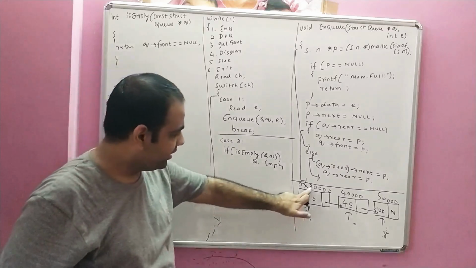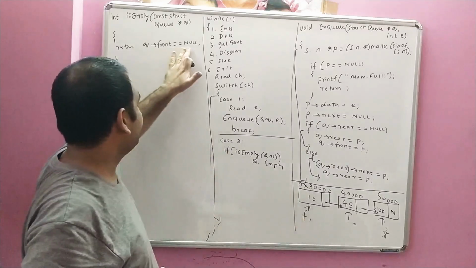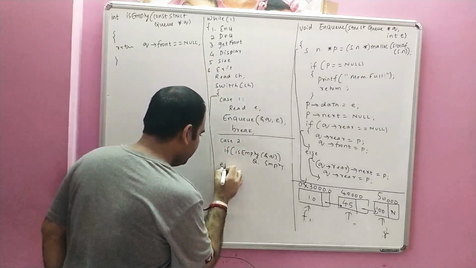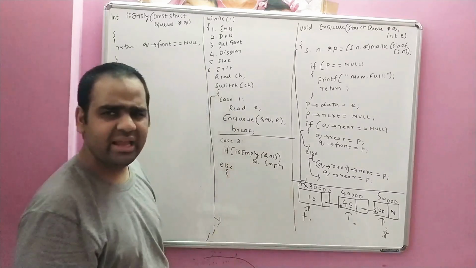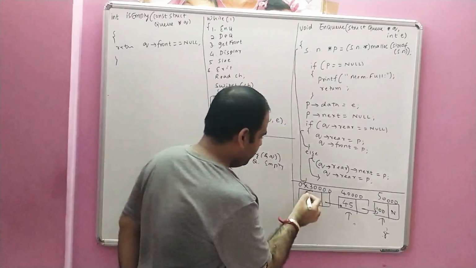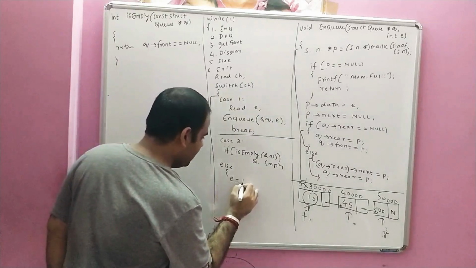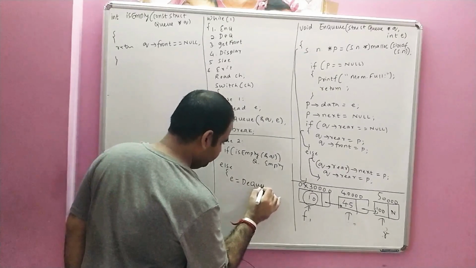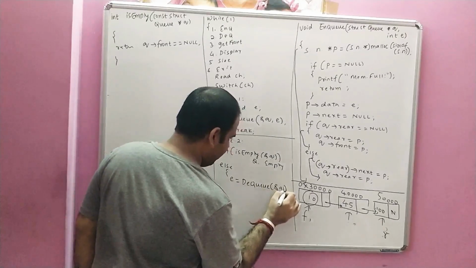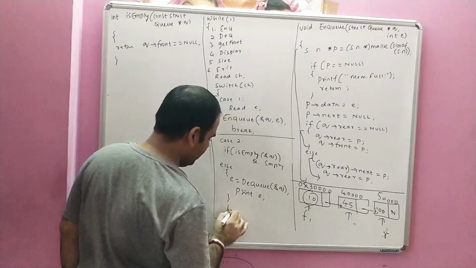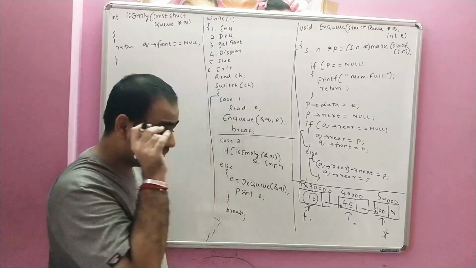Now what is Q arrow front? It is 30,000. Is 30,000 equal null is false. That means Q is not empty. If Q is not empty, I can DQ it. Now if I DQ, what do I get? I will get 10. That 10 has to be stored in some variable. We say E is equal to DQ of ampersand Q, and we write printf the DQ'd element is E. That marks the end of the case 2.